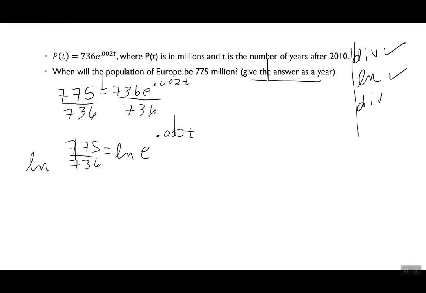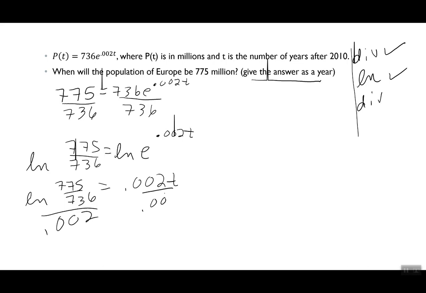So I'm going through my steps: divide, log, divide. On the left side, nothing happens, I have the natural log of 775 over 736. But on the right side, the natural log of e to the 0.002t is 0.002t. That was the purpose of introducing the ln, to have it be the inverse of the e, which brings the exponent down. And now I can do my last step, which says I should divide again. So I have 0.002, 0.002.